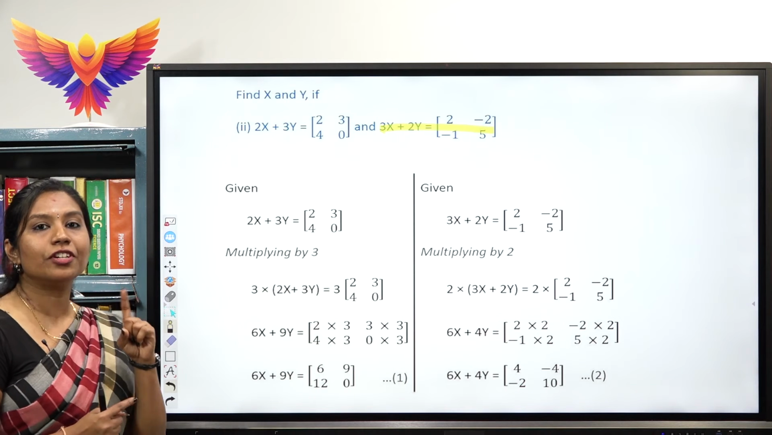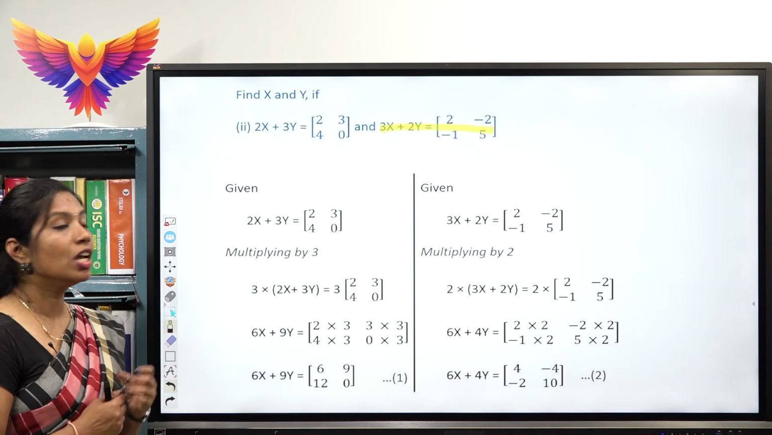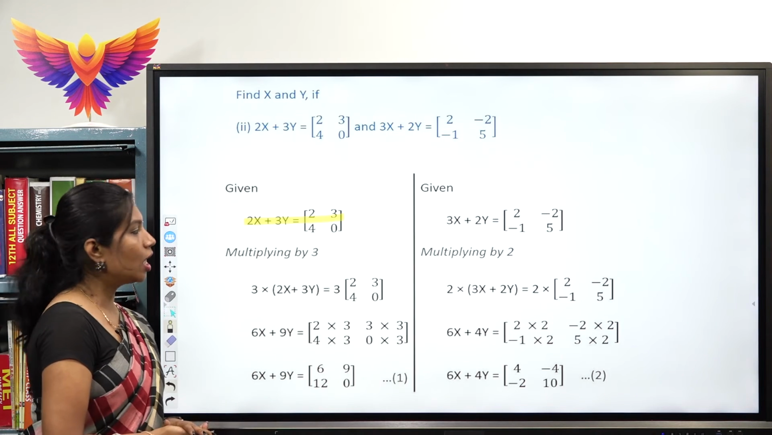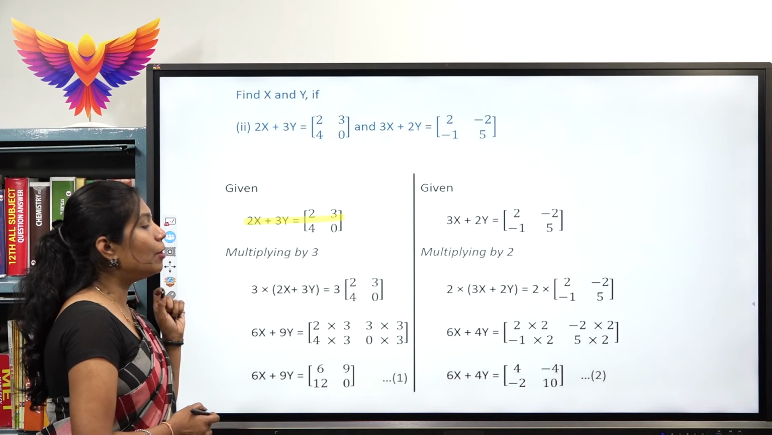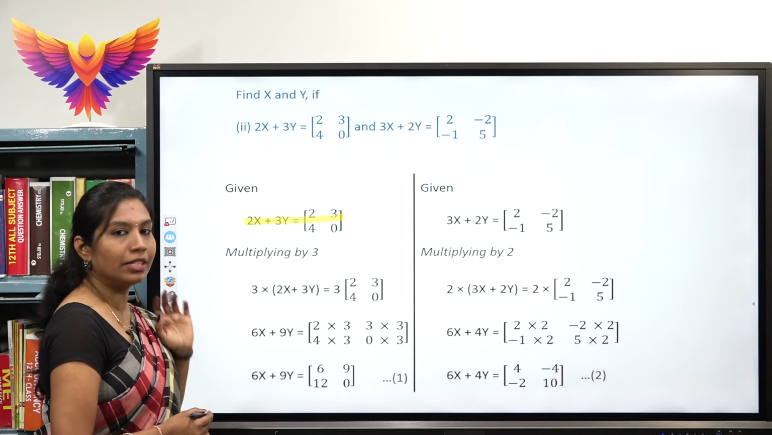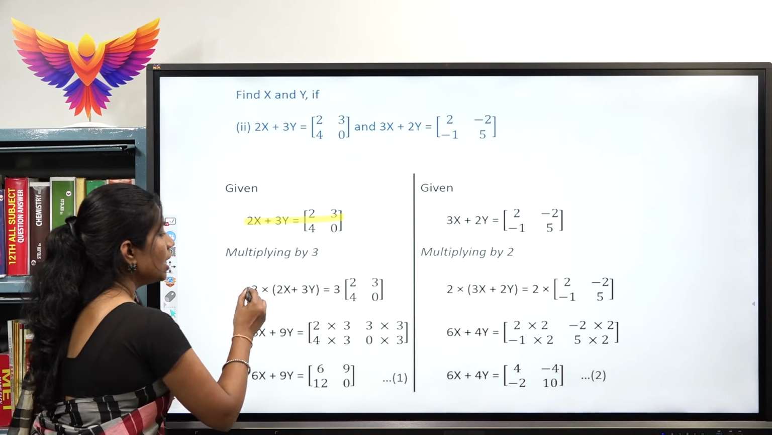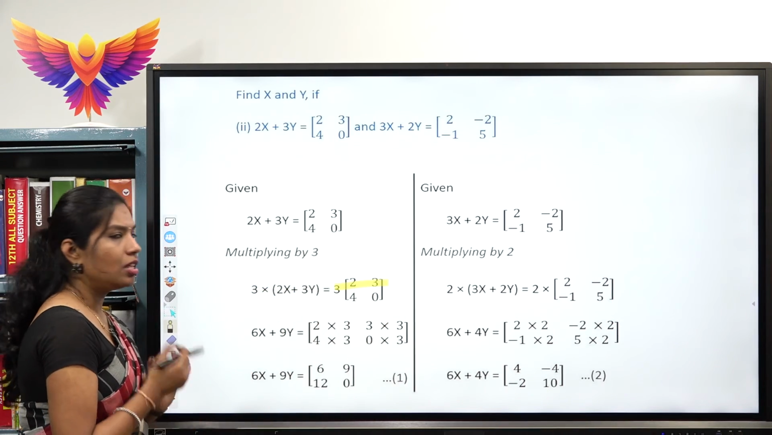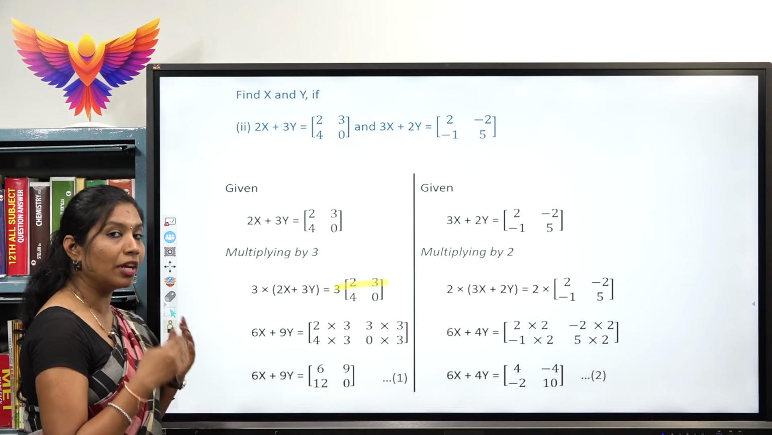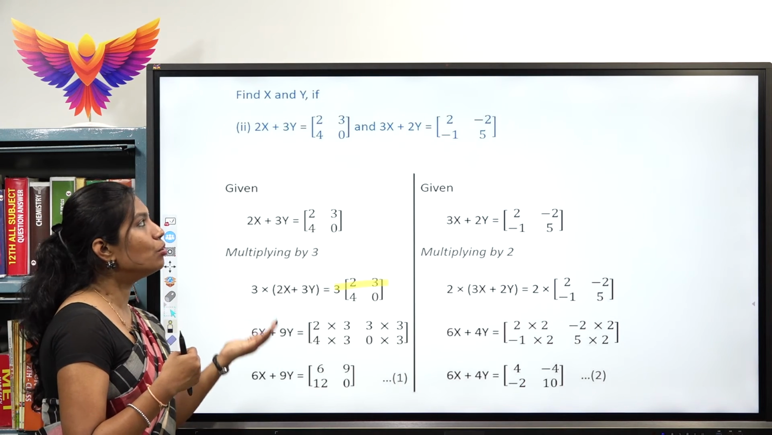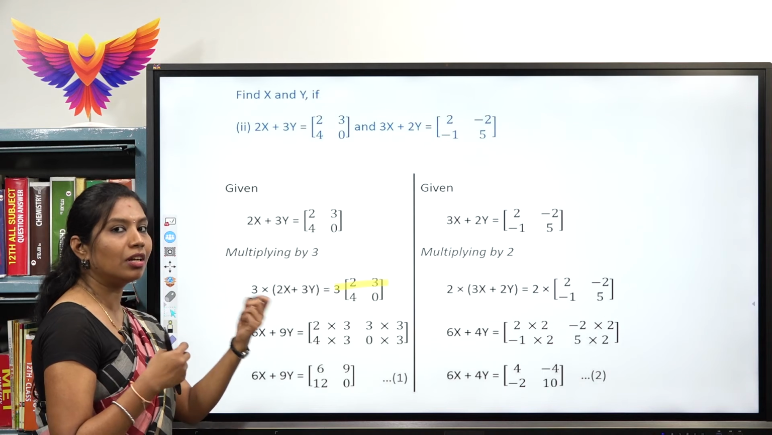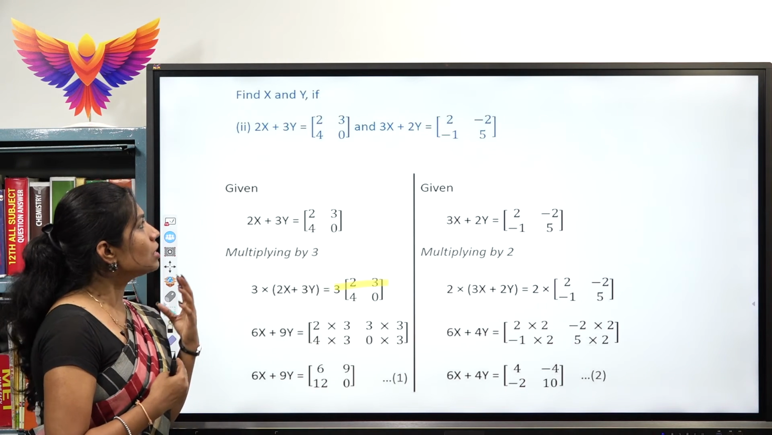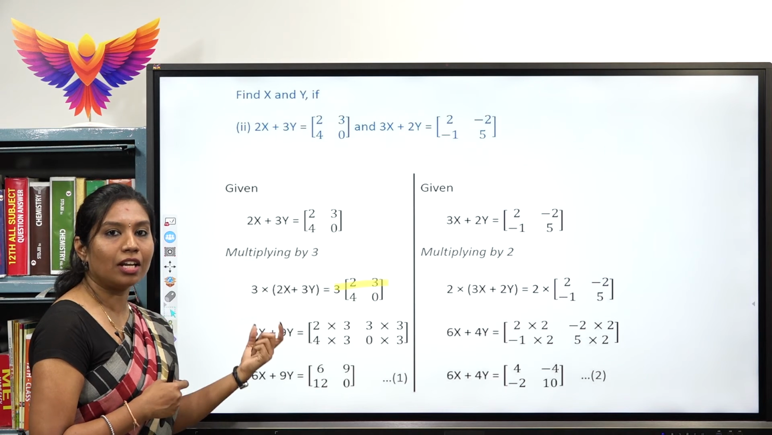I have considered the first equation. We have 2x plus 3y is equal to 2, 3, 4 and 0. When I have to simplify this, I will be multiplying throughout the equation by 3. When I do that, I will be getting 3 into 2x plus 3y is equal to 3 into the given matrix. This needs to be simplified. Why we are doing it, we will get to know later, because I need to cancel out the terms which are common here. Any one unknown should be cancelled. The remaining unknown is what we are supposed to find out. That is the reason why I had to multiply the entire equation by 3 here.